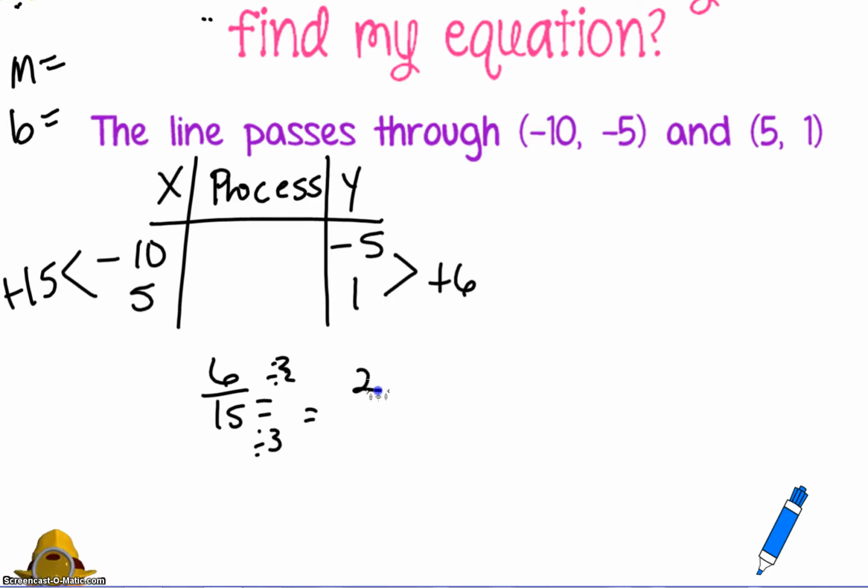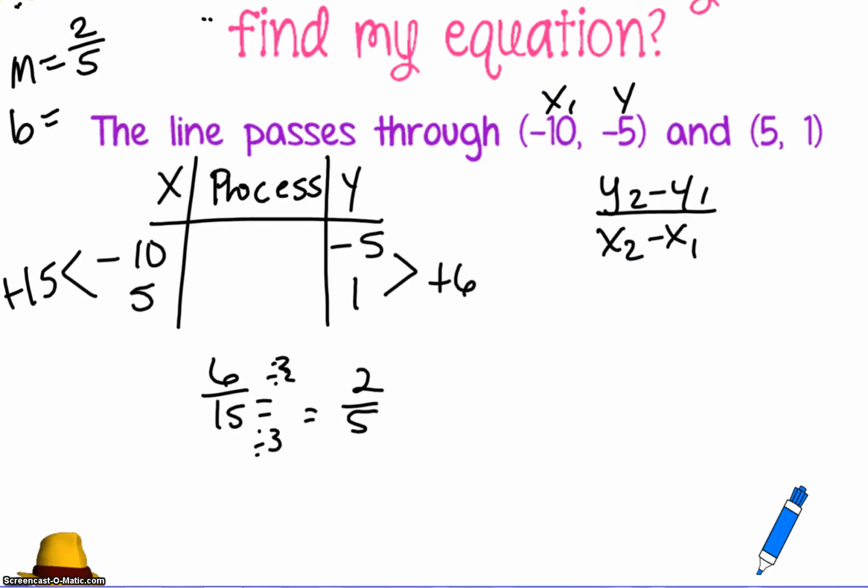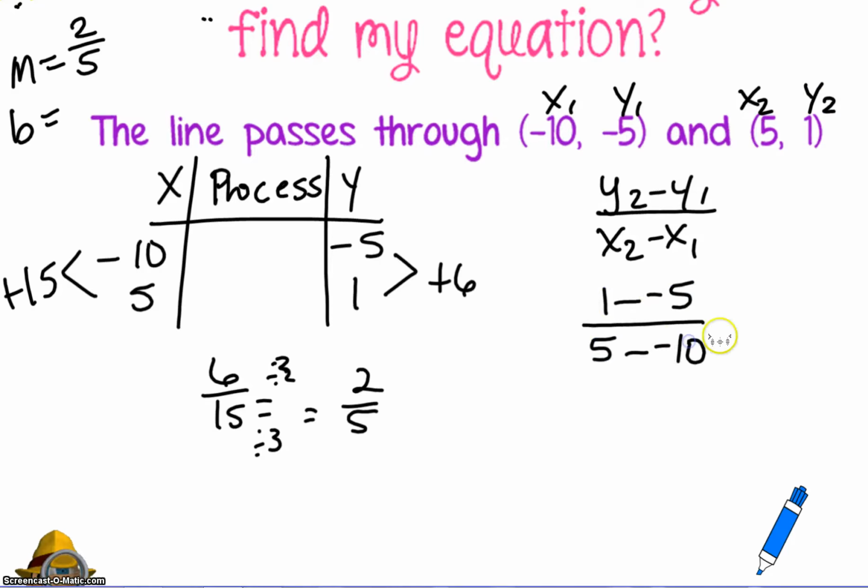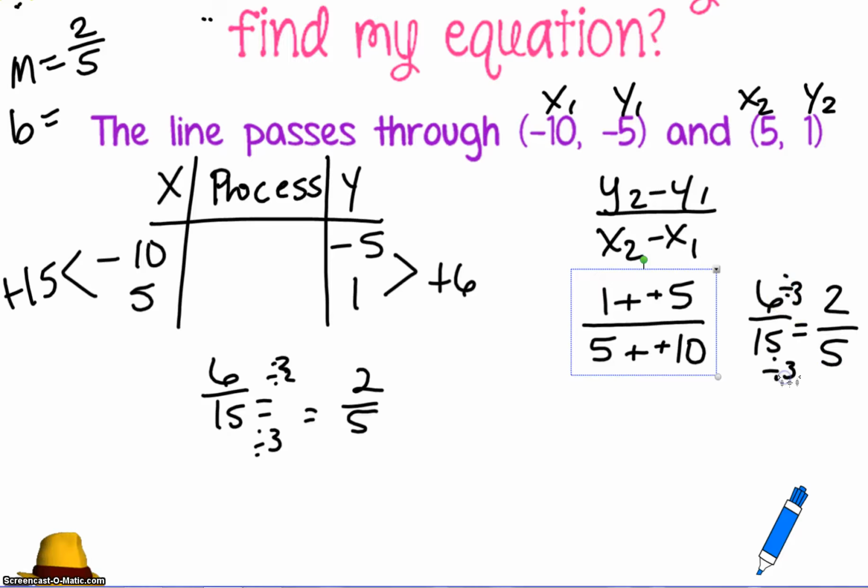And you get 2 over 5. So our slope is 2/5. Let's check it with our formula to make sure we get the same answer. x1, y1, x2, y2. So 1 minus a -5 divided by 5 minus a -10. Remember, two negatives become a positive. So I really have 6 over 15, and that simplifies to 2/5 because you can divide both by 3. So our slope is correct.